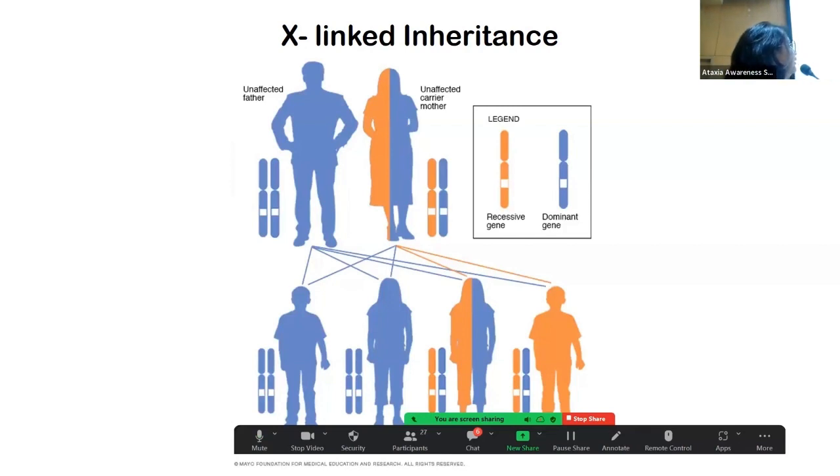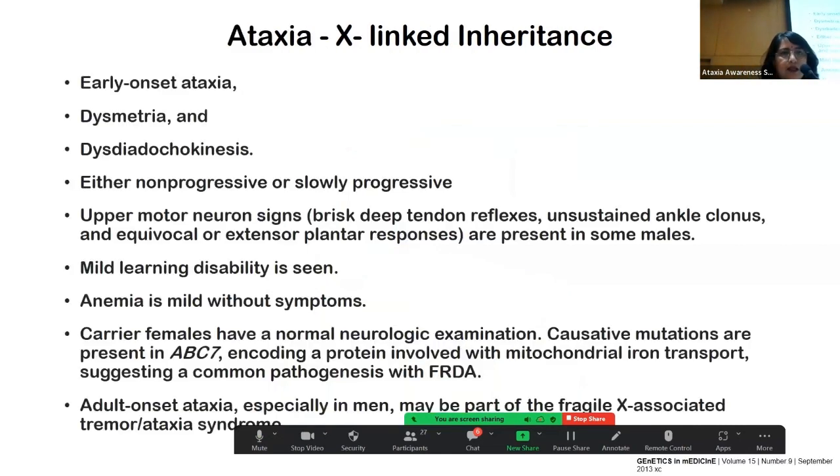The mother is a carrier in this case, and she has given it to the son and the daughter. The daughter will not be symptomatic if it is recessive. If it is X-linked dominant, then she will also be symptomatic. But the son most definitely will be symptomatic, even if it is recessive, because son has only one copy of X, right?